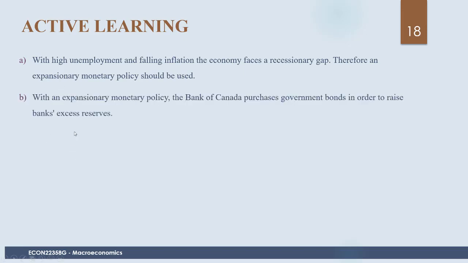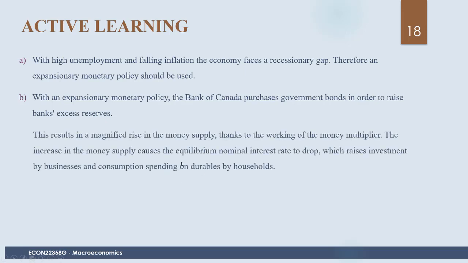And so, with expansionary monetary policy, the Bank of Canada would purchase government bonds. We'll talk a little bit about that in a moment. They would purchase government bonds in order to raise banks' excess reserves. Essentially they're doing things so that banks have excess reserves and want to lend out more money and hence increase the money supply.